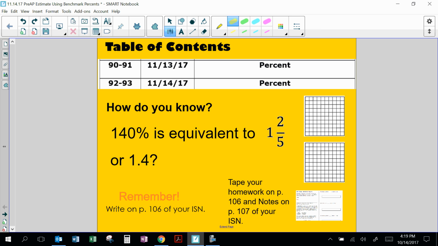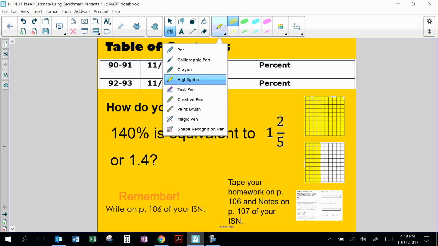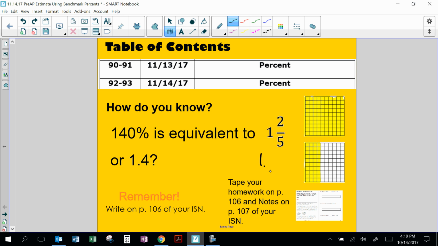So let me highlight 100%. 140%. By highlighting 140%, I notice it is 1 and 40 hundredths, or 140%. And 140% means 140 per 100. 100 goes into 140 one time, so it's 1 and 40 hundredths.